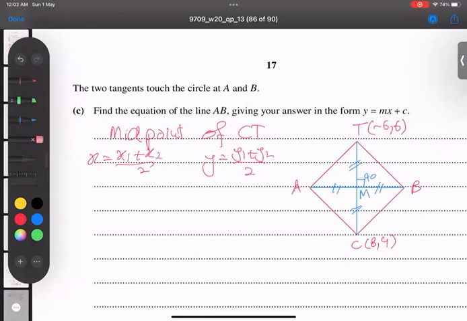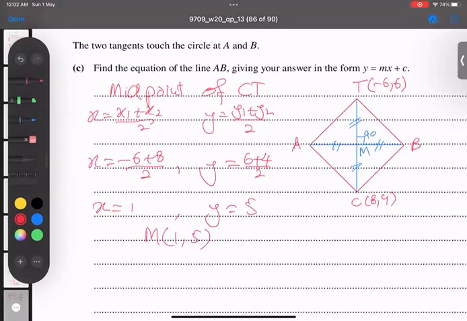So this behaves as x1, and here x2. So negative 6 plus 8 over 2, I'm getting 1. This is y1, this is y2. So 6 plus 4, I got 5. So 1 and 5. So it means the center, I got it. Midpoint, I got it. That is, the midpoint is (1, 5).